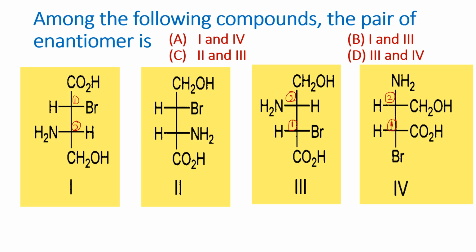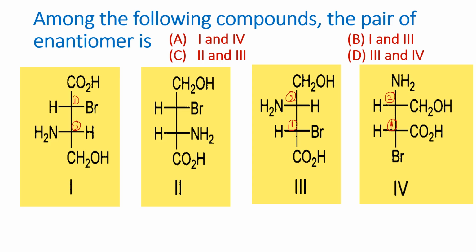So let us assign the configuration. When we are assigning configuration, you know pretty well that when the least priority group is in the horizontal position, whatever assignment you get, the opposite is the answer. And then the assignment is done based on atomic number, or atomic weight if isotopes are present. But here, because there are no isotopes, we will use atomic number as a reference to assign the priority for the four groups attached to each of these chiral carbons.